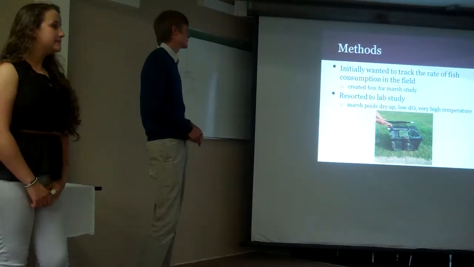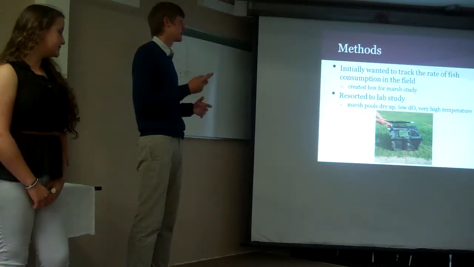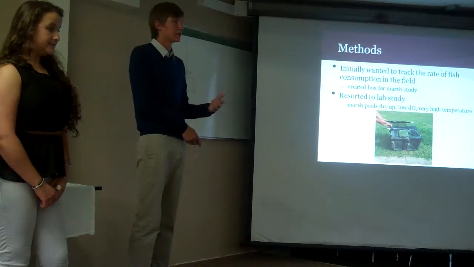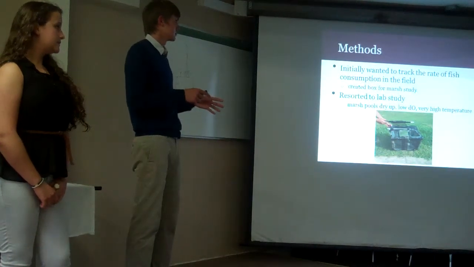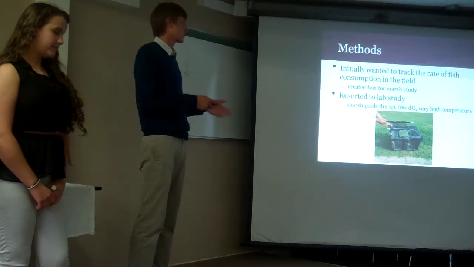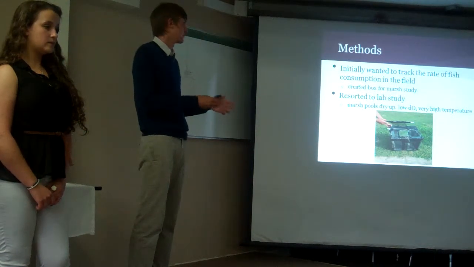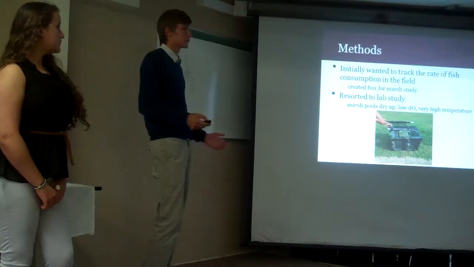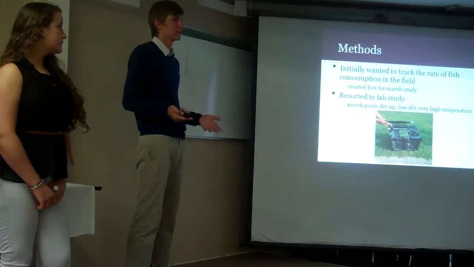So initially we wanted to use fish, and, well, we use fish anyway, but we wanted to do an experiment in the marsh where we could track the rate of fish consumption of mosquito larvae. So we created this box down here, which is made of window screening, PVC pipes, and tape. Basically we were going to bring that to the marsh and put fish and larvae in it, and it would allow water to get in and out, but prevent fish and larvae from moving around. But we had to resort to a lab study because the marsh pools dry up so quickly, there's not a lot of oxygen, it's very hot, and it's just not an environment that fish can live in because of how unhealthy it is.